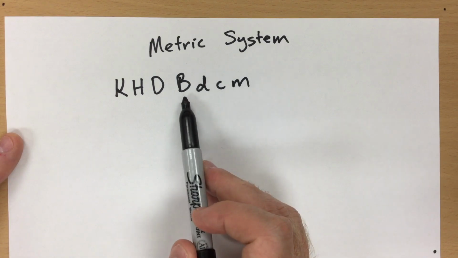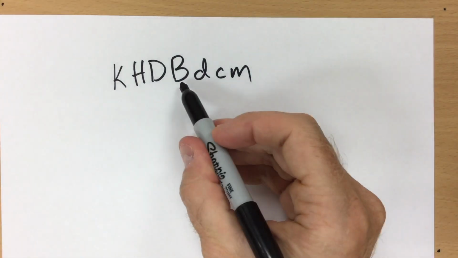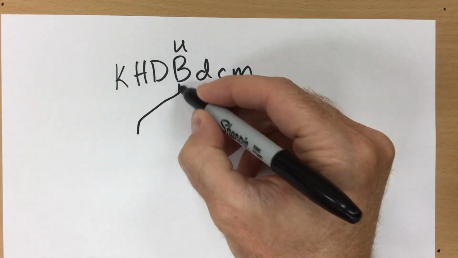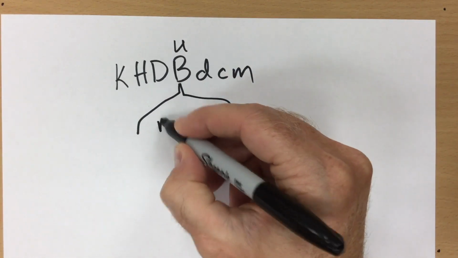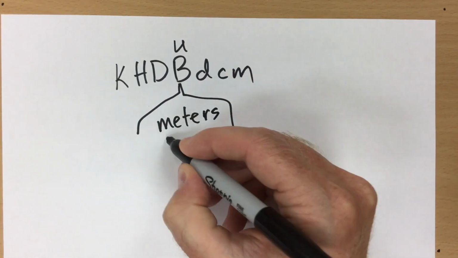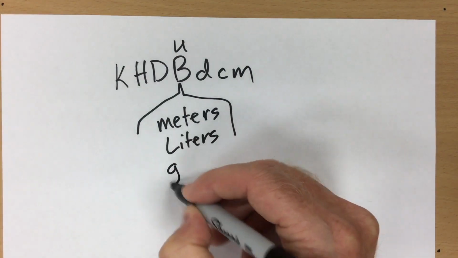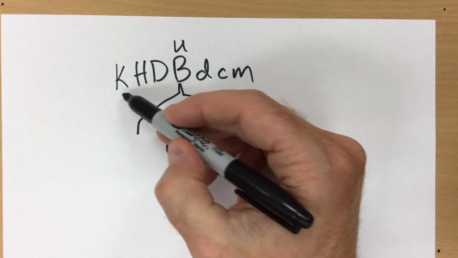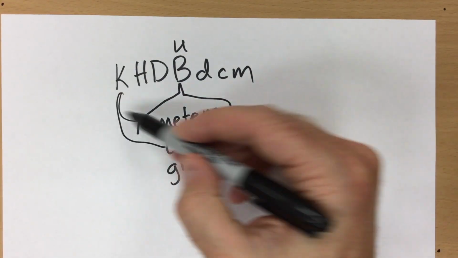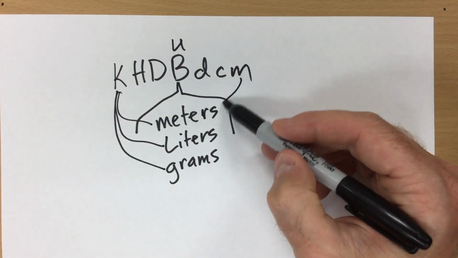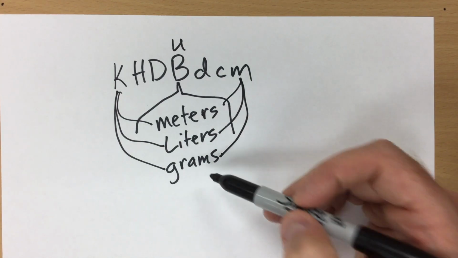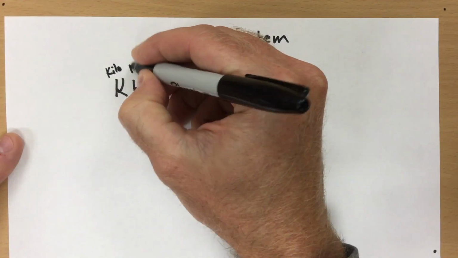You'll find some places that turn this B into a U for unit. That's fine as well. Now I should mention when we talk about this base, or U for unit, that could stand for a whole bunch of different things. So it could be meters, it could be liters, it could be grams, it could be joules. It's anything where you take a kilometer, a kiloliter, or a kilogram, or maybe you have a millimeter, or a milliliter, or a milligram. So that base is basically the root word.